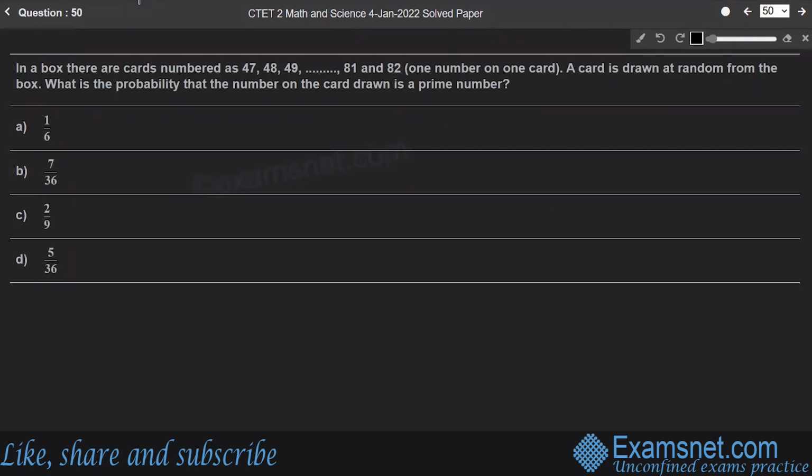Question number 50. In a box, there are cards numbered as 47, 48, so on up to 81 and 82. One number on one card. A card is drawn at random from the box. What is the probability that the number on the card drawn is a prime number? Right? So here, the number of cards numbered from 47 to 82. So this is number of cards numbered.